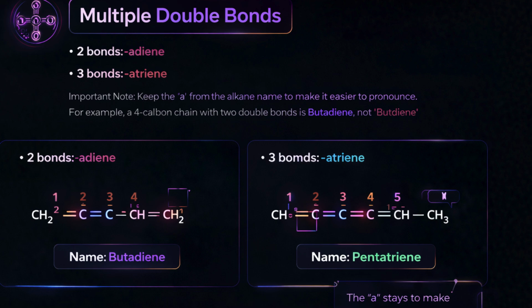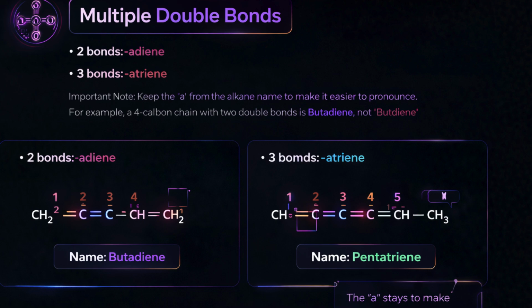If a compound has 2 double bonds, we use the suffix -adiene. If it has 3 double bonds, we use -atriene. This naming system comes from standard organic chemistry rules where multiple double bonds are indicated by prefixes like di and tri.